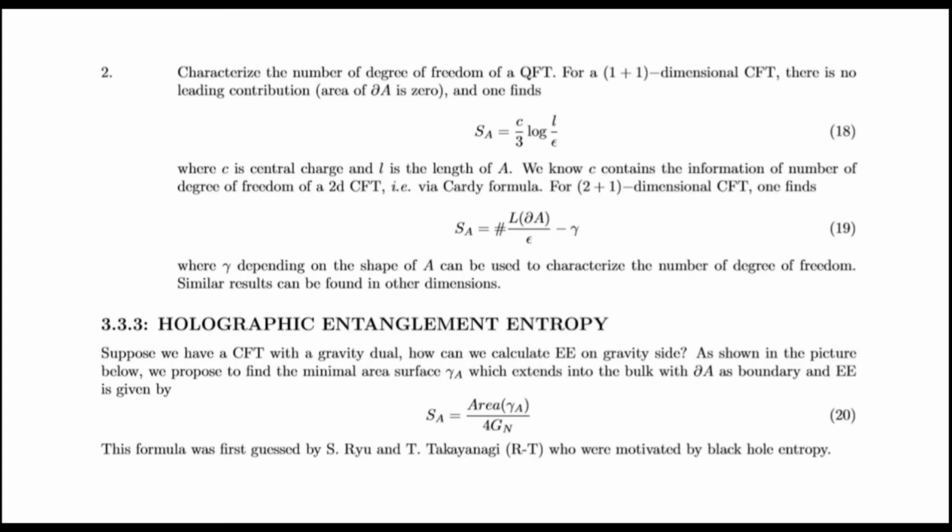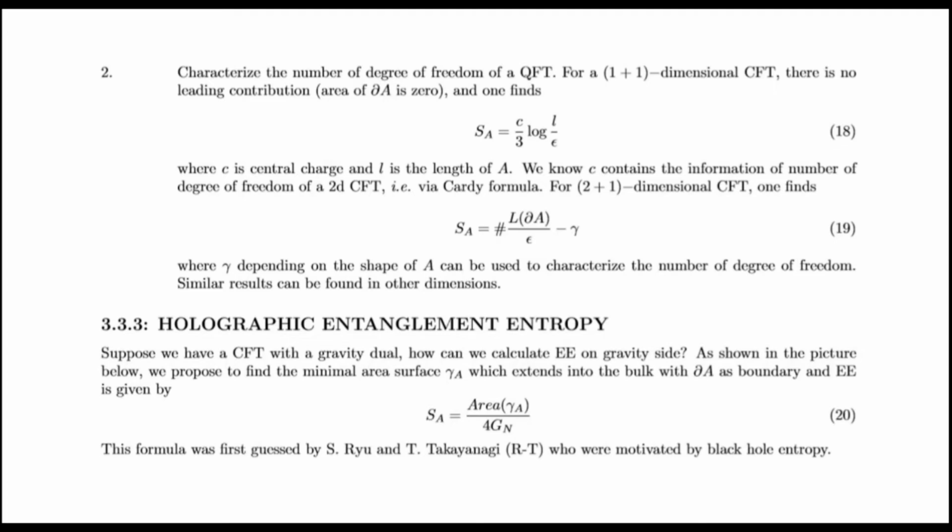For a 2+1 dimensional CFT, one finds this, where gamma, depending on the shape of A, can be used to characterize the number of degrees of freedom. Similar results can be found in other dimensions. Holographic entanglement entropy. Suppose we have a CFT with a gravity dual. How can we calculate entanglement entropy on the gravity side?